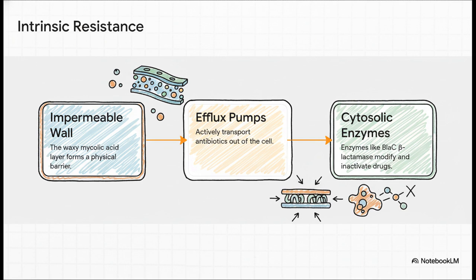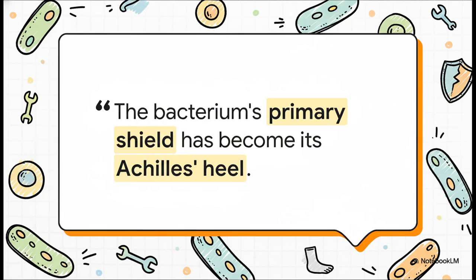And here's the beautiful irony in all of this. The bacterium's greatest strength is also its biggest weakness. Those unique, complex pathways it uses to build that cell wall, they are the exact targets of our most effective drugs, like isoniazid. We literally turn its own armor into an Achilles heel.